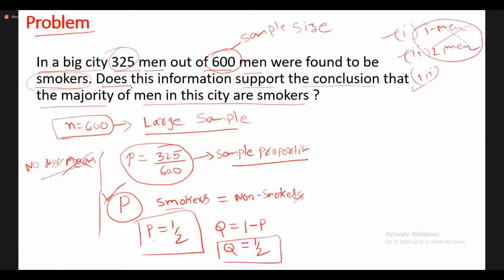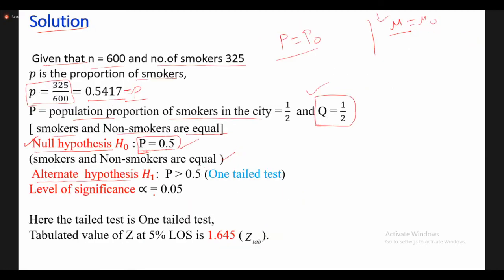What are you testing here? Does the information support the conclusion that the majority of men in the city are smokers? Null hypothesis, what have you taken? In the city, smokers and non-smokers are equal. But in the question, they clearly give that the data support smokers being the majority in the city. That means smokers, denoted by capital P, are greater than non-smokers. That is what we are testing.